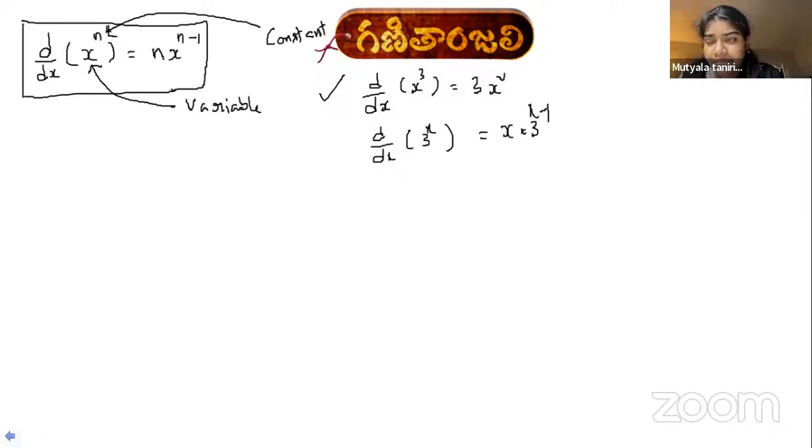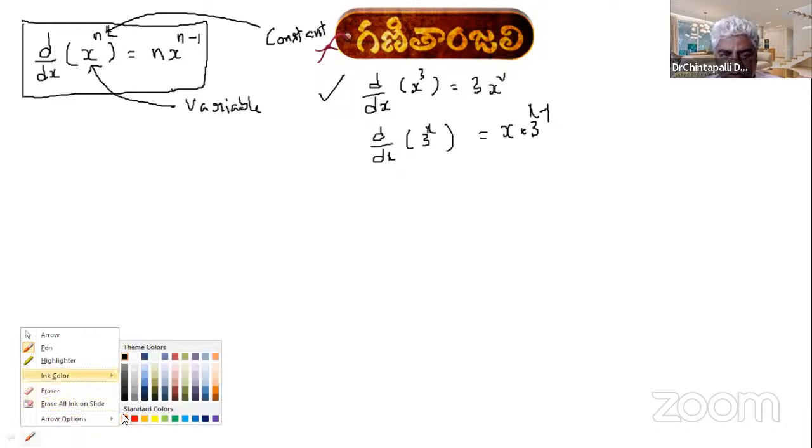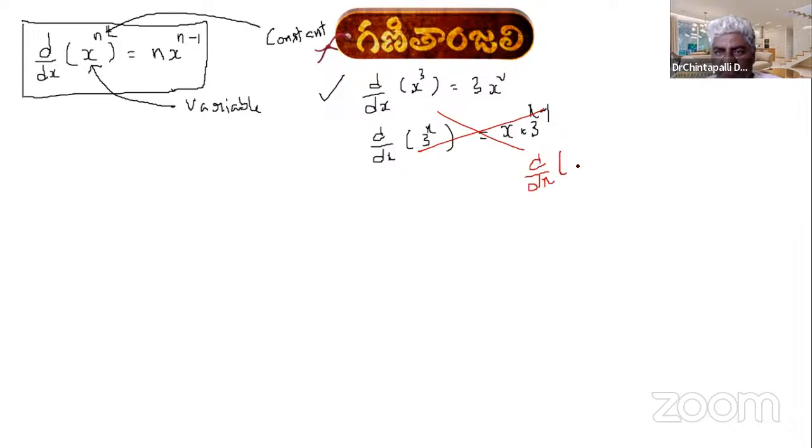It is wrong. Why shouldn't we use this formula for this problem? Because the variables are not the same. Now, base should be variable and power should be constant. Then only this formula is used. And one more thing, don't try to use this formula to answer this question.